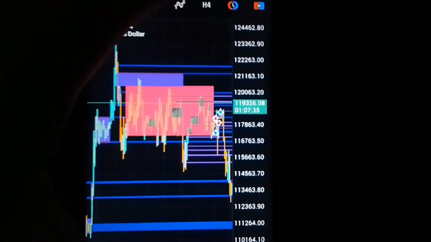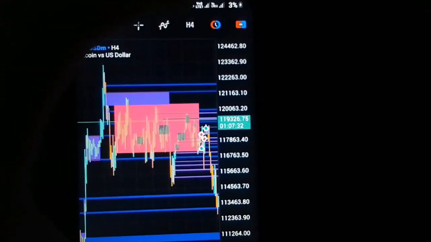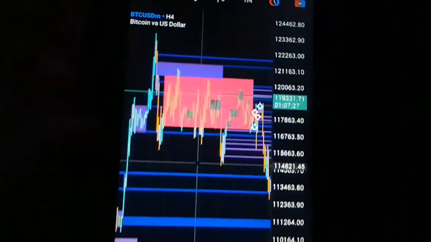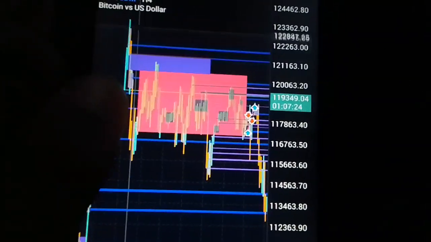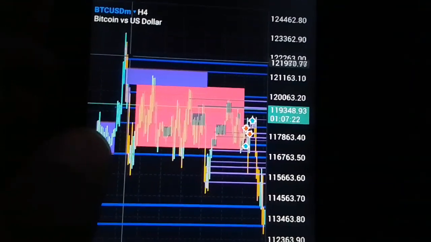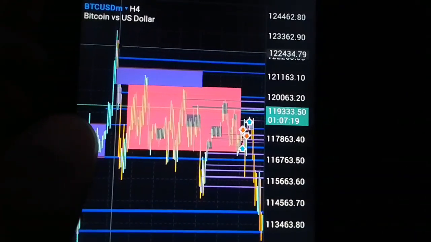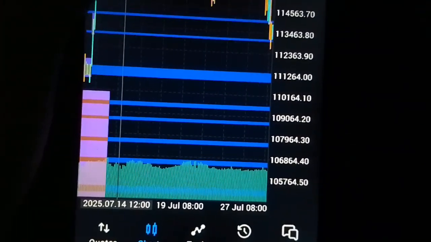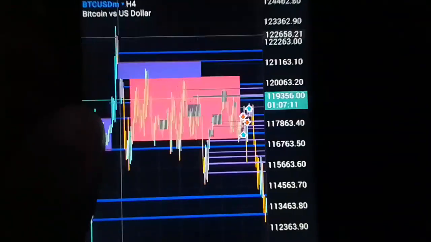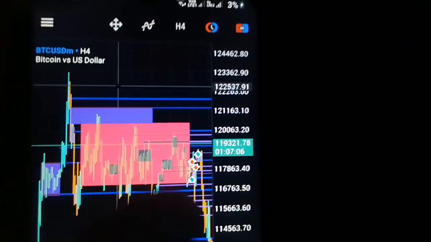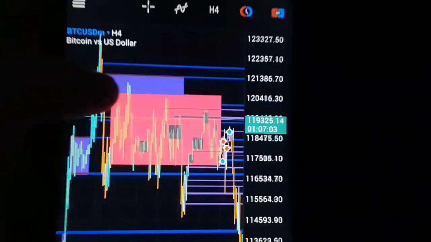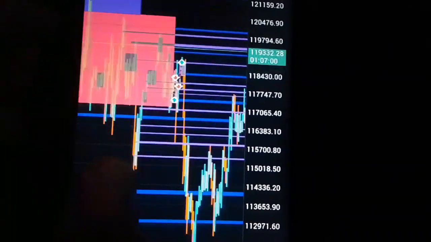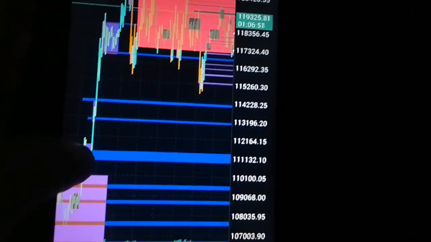So price moved, hold on. Price moved. This was the highest point right there on the 14th of July, and then price went from right there all the way down there because it had to.